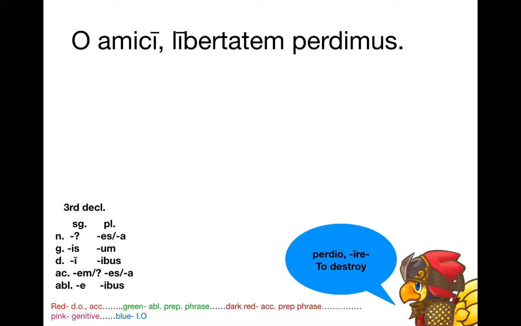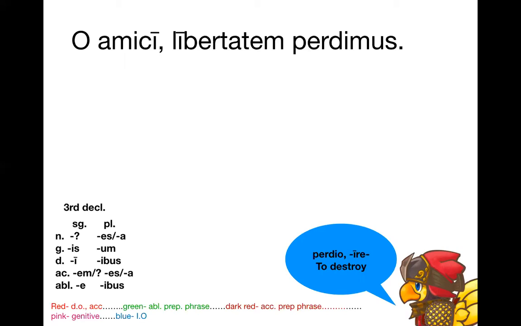So what person and number, Josh, Laura, is perdimus? First, second, or third? First, plural. Exactly, because the subject of the sentence is gonna be what? It's gonna be I, you, we, all that. Jasmine's gonna be what? Yep. Jaden is gonna be what? Good. Lily is gonna be what? Good. Caden's gonna be what? Ooh, Caden broke the chain. Caden broke the chain. So, yeah.